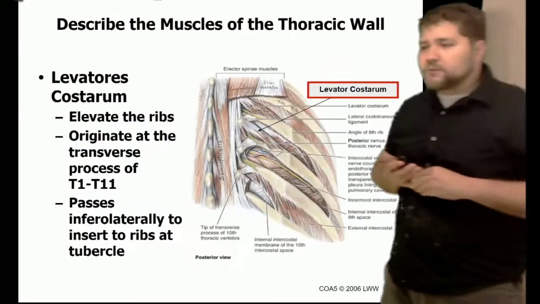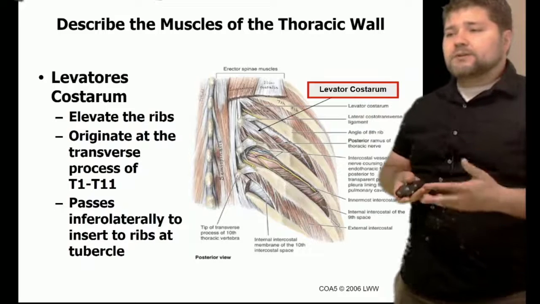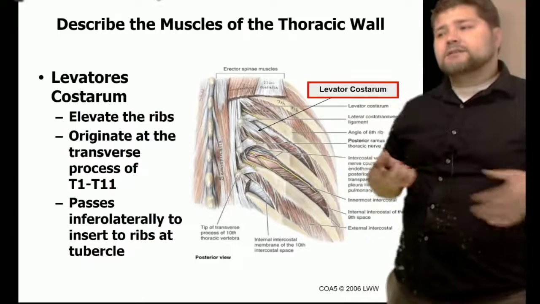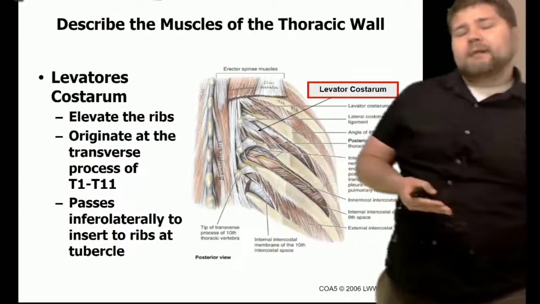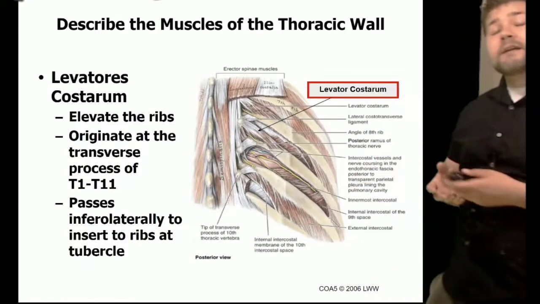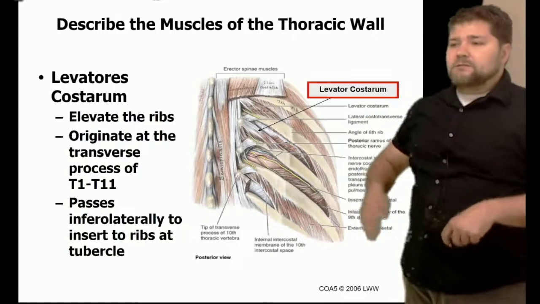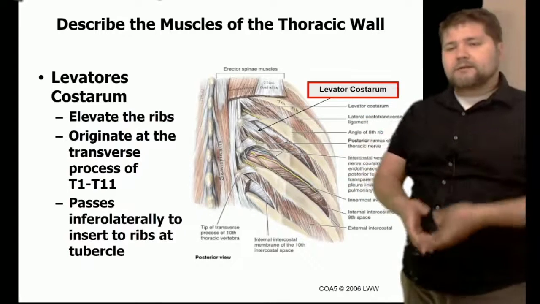And then one that helps with inspiration, that we looked at in the back, is our levator costarum. So these are, again, not anything I'm going to really test, just be mindful that you saw them in the back, and these are going to be another key muscle for inspiration, keeping ourselves alive. So they help elevate those ribs, and when we elevate the ribs, it increases diameter, increases inspiration.